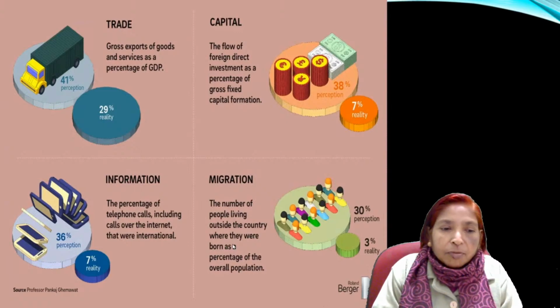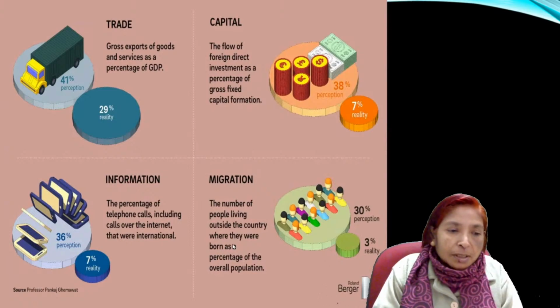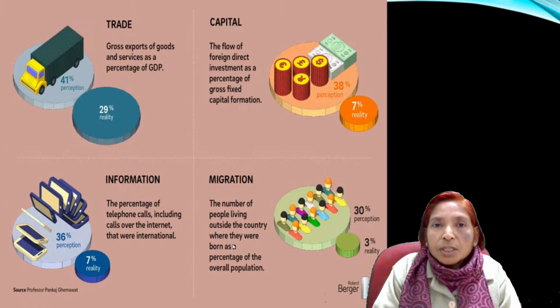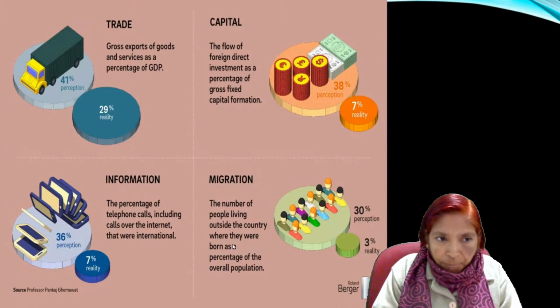Information: the percentage of telephone calls, including calls over the internet, that were international, its perception was 36%, but in reality, it is only 7%. And migration means the number of people living outside the country where they were born as a percentage of the overall population. Its perception was 30%, but in reality it is only 3%.